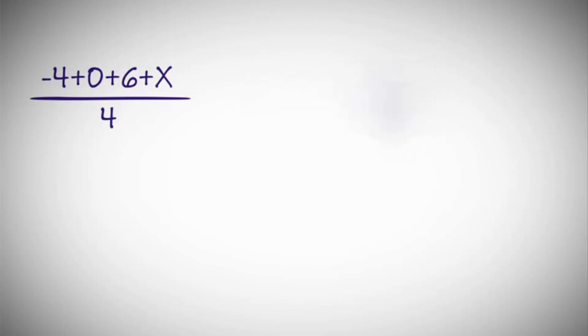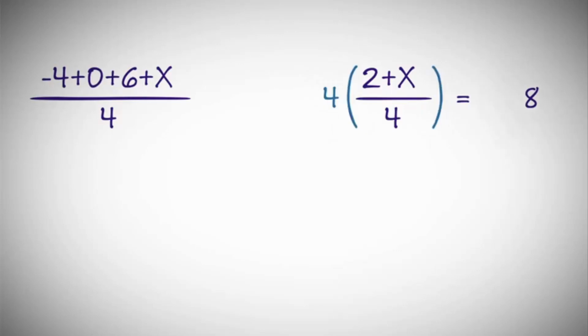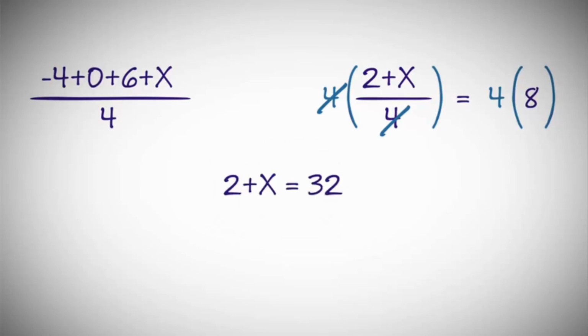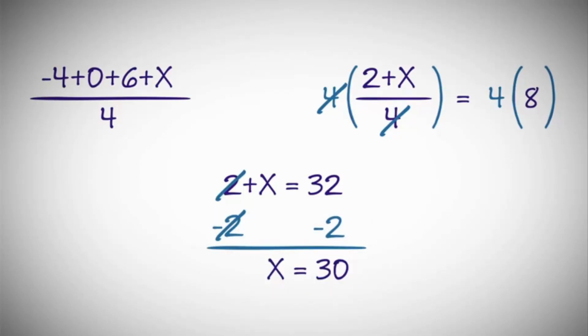Simplify the top, we get 2 plus x divided by 4 is equal to the average of 8. In order to solve for x, again, we need to multiply by 4 in order to get rid of the fractions. When you multiply by 4, the 4's cancel on the left-hand side, leaving you with 2 plus x. And on the right-hand side, we have 8 times 4, which is equal to 32. Isolate your variable now by subtracting 2 from both sides. X is going to be equal to 30.